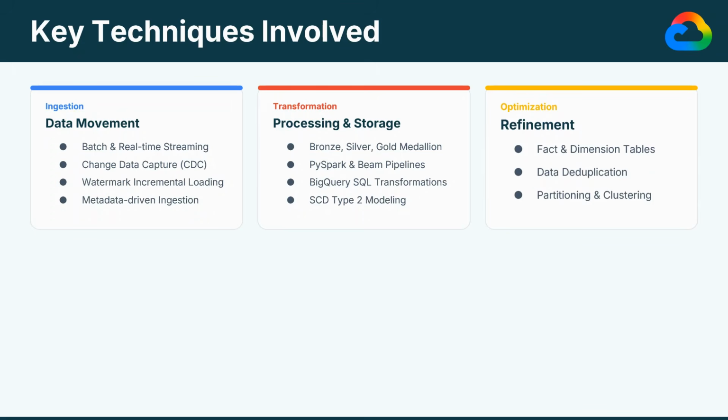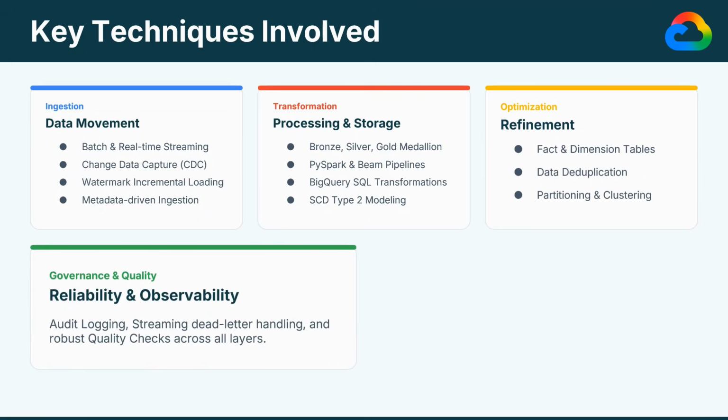And when it comes to optimization, for organizing and refining the data, we are using data warehousing techniques such as fact and dimension tables, data deduplication and null handling, partitioning and clustering to optimize the data in terms of storage.